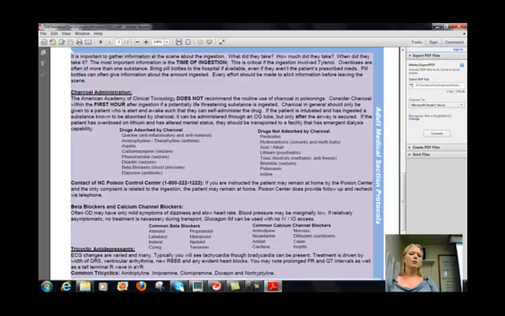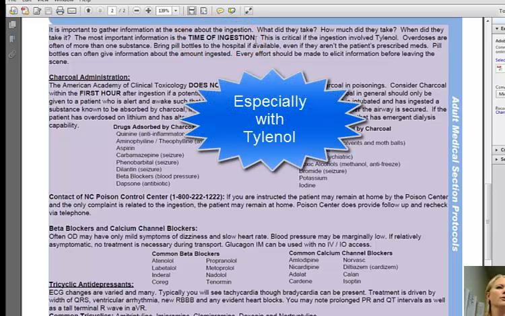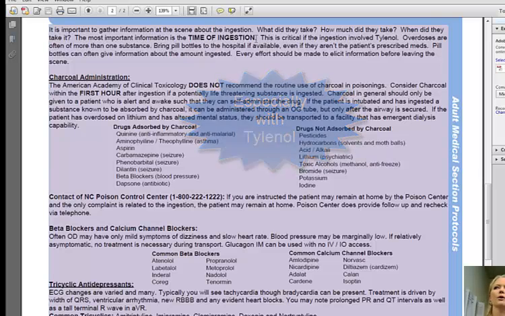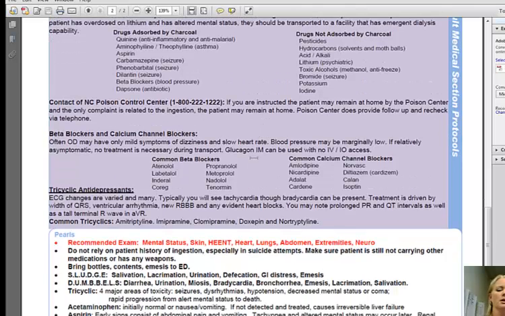The most important thing with ingestions is the time of the ingestion, especially with Tylenol ingestions. The way that we manage Tylenol ingestions in the hospital, we have to get a 4-hour level. Whatever their Tylenol level is 4 hours after they took it is how we manage care, so it's really important to get an accurate time of onset if you can. The other thing with ingestions is that most of the time it's not just one thing; people will take everything they've got available. If you can grab pill bottles, that helps. There's a list of medications on here that are absorbed by charcoal and not absorbed by charcoal, which can definitely be helpful in deciding whether to give it.